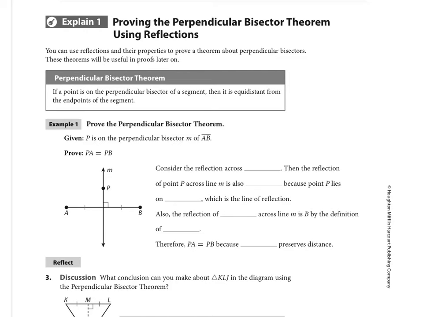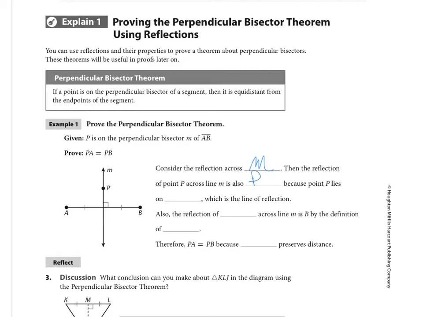Okay, so we're going to prove that in this example 1, and again, I don't need you to be able to duplicate the proofs in the same way you were back in module 3, but it's good to know where it comes from. So if P is on the perpendicular bisector, here's point P, and M is the perpendicular bisector, then we're going to prove that this distance PA is the same as PB. We're going to consider the reflection across line M, and the reflection of point P, because P is right on the line of reflection, of course, that doesn't move, so the reflection of P is also P.